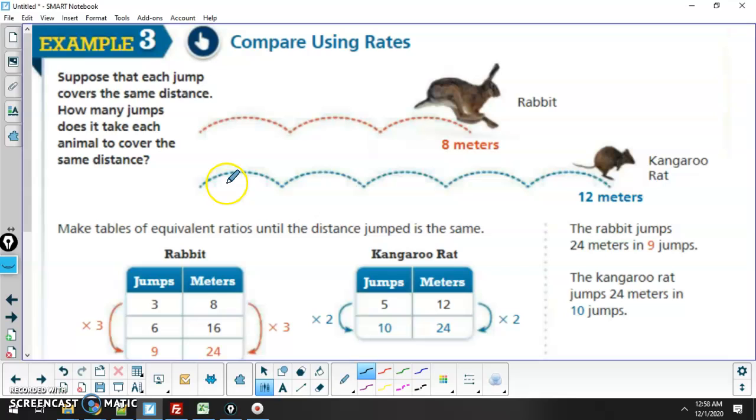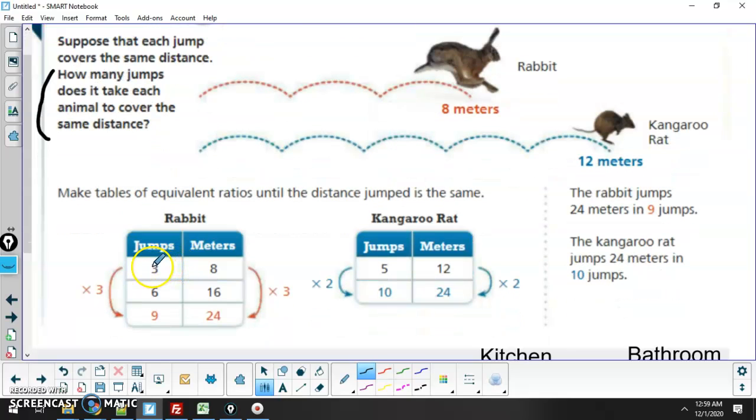Now, if you wanted to figure out which one is jumping further per jump, you'd have to find the unit rates. But that's not what we're actually finding here, where the question's asking us, how many jumps does it take to have each animal cover the same distance? Okay. So with that, we could figure out which one's jumping further, because the one that takes more jumps will cover less per jump. All right, so if we take the rabbit and we take his rate, which is 3 jumps and 8 meters, and we double it, we could get 6 jumps and 16 meters. And if we triple it, we'd have 9 jumps and 24 meters.